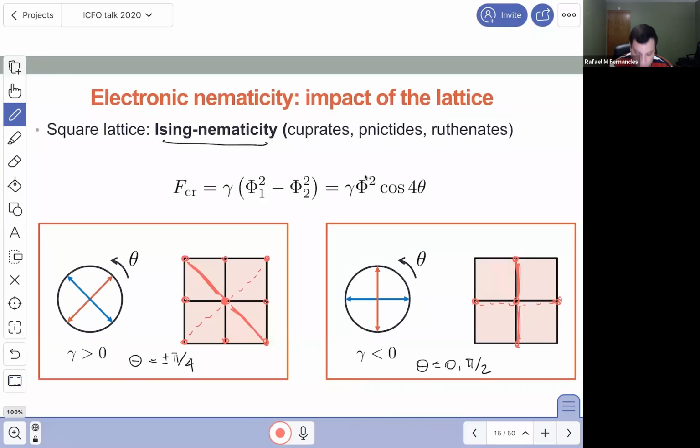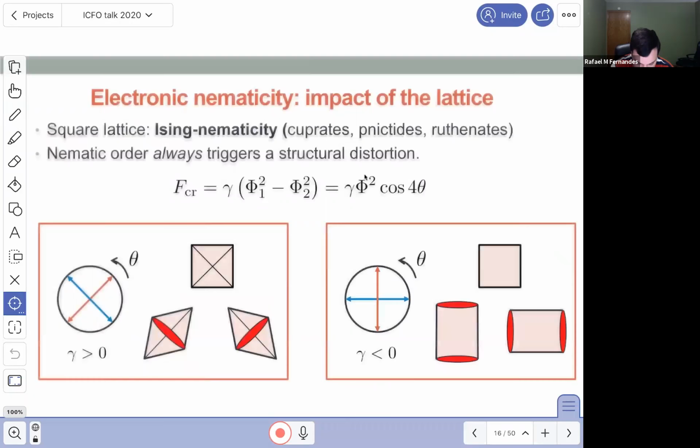Well, but now you see something very important, and that's another defining property of the nematic order. What you see is that I know I broke a symmetry. When I draw it like this, you immediately see that the lattice is no longer invariant under rotations by 90 degrees. Now it's only invariant if I do rotations by 180 degrees. So what I have in this case is that I'll necessarily have structural distortion.